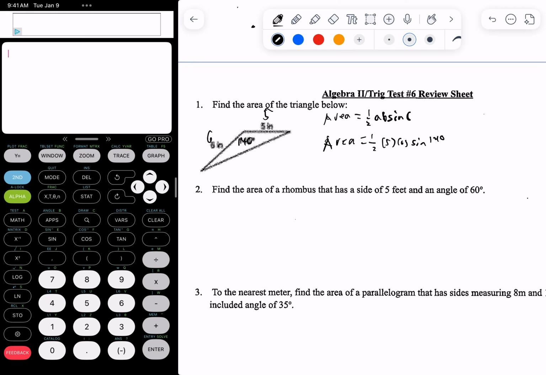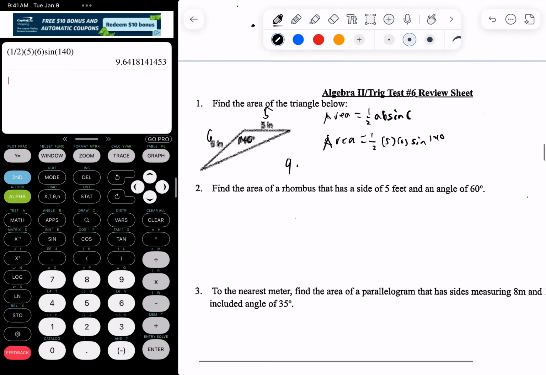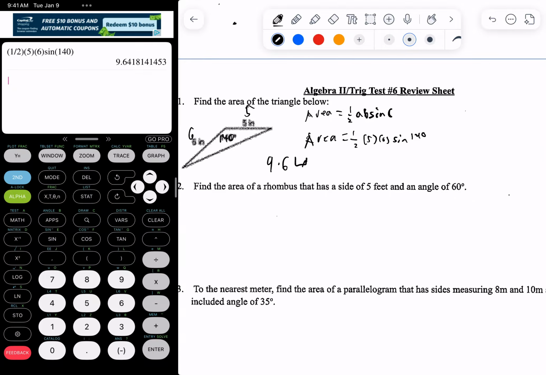Also make sure your calculators are in degree mode. So half 5 6 sine 140 equals 9.64, and that is our final area. 9.64, and don't forget the units, by the way. It says inch, so you write inch squared. That's the final thing.